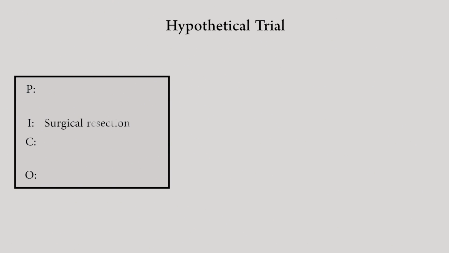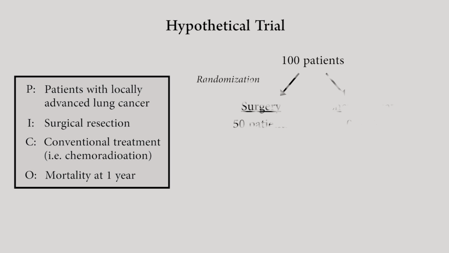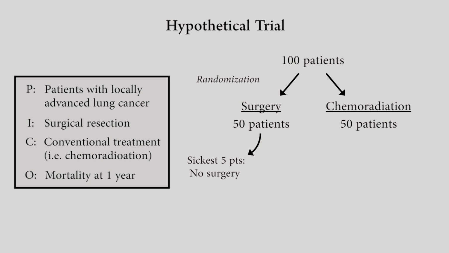Consider a hypothetical randomized controlled trial of the surgical resection of a locally advanced lung cancer compared against conventional treatment with a primary endpoint of mortality at 1 year. Let's say that 100 patients are recruited. Randomization initially places 50 patients in each arm, and the arms have equal levels of morbidity among their patients. Now let's suppose because of the lung cancer that these patients have, 5 of those assigned to surgery will become too ill to undergo the surgery before it can be performed.